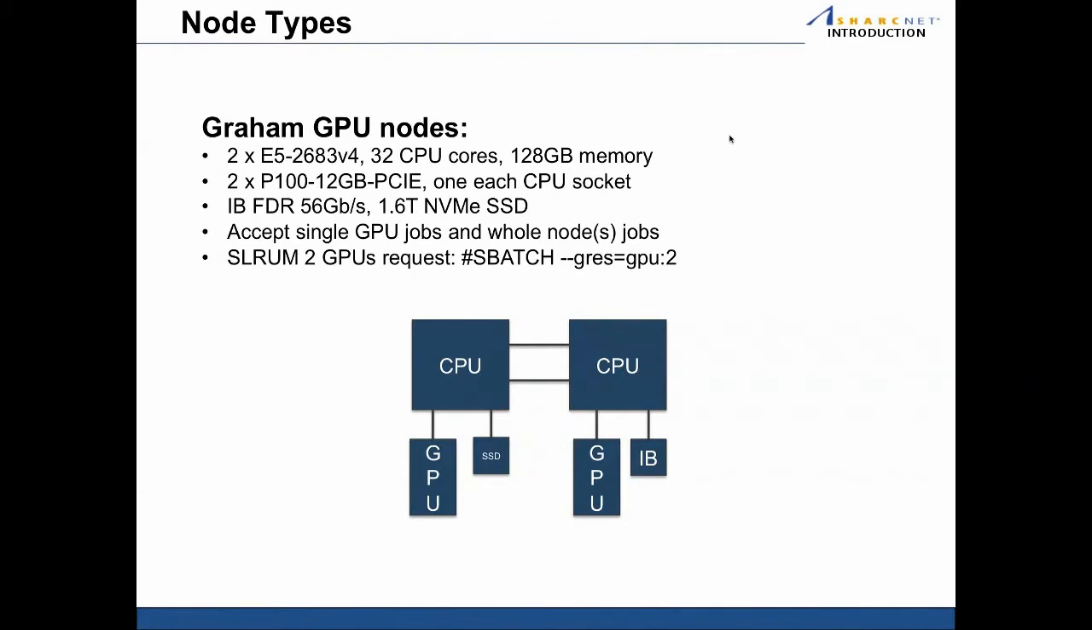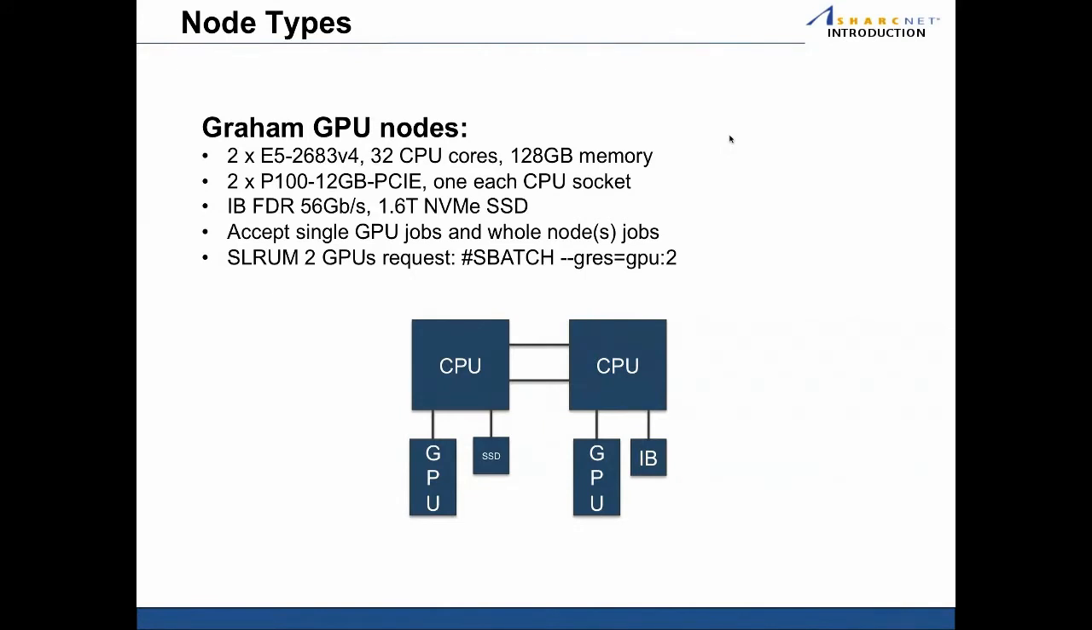We have a dual socket CPU, 32 cores in total, 128 memory. And we attached 2 GPUs in the node, each GPU to each socket. The interconnection between these nodes is InfiniBand FDR, which can reach a speed of 56 gigabits per second. And we also have the 1.6 terabytes NVMe SSD for faster data loading. And all the Graham GPU nodes accept single GPU jobs and the whole node jobs.